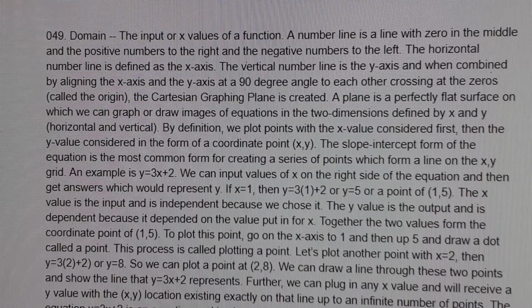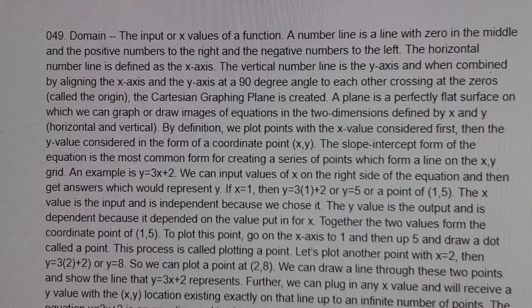A plane is a perfectly flat surface on which we can draw or graph images of equations in the two dimensions defined by x and y (horizontal and vertical). By definition, we plot points with the x value considered first, then the y value, in the form of a coordinate point (x, y).